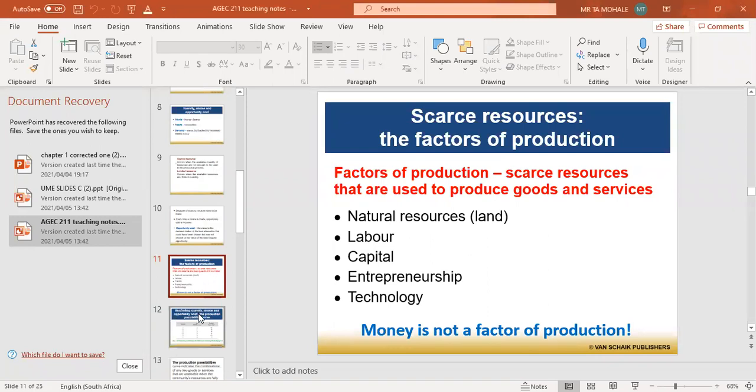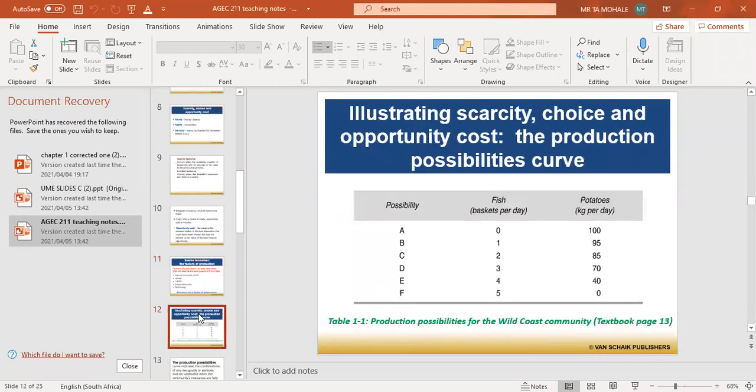Now we are coming to the illustration of scarcity, choice, and opportunity cost in what we call a PPC or a PPF. PPC stands for Production Possibility Curve, and PPF stands for Production Possibility Frontier. They are the same thing, they are synonymous.